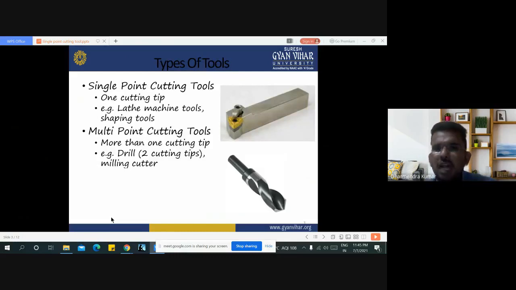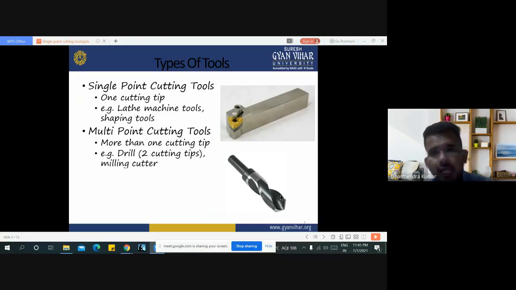These are the two types of cutting tool. One represented here is the single point cutting tool and the other is the multi-point cutting tool. This is the single point cutting tool and this is the multi-point, known as a drill bit. In a single point cutting tool there is only one cutting edge, or the geometry of only one cutting edge, and normally we use the single point cutting tool for various operations on a lathe machine.